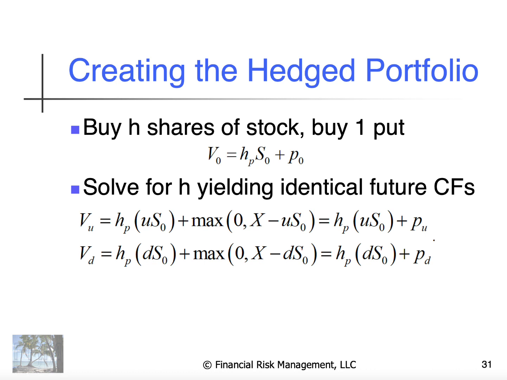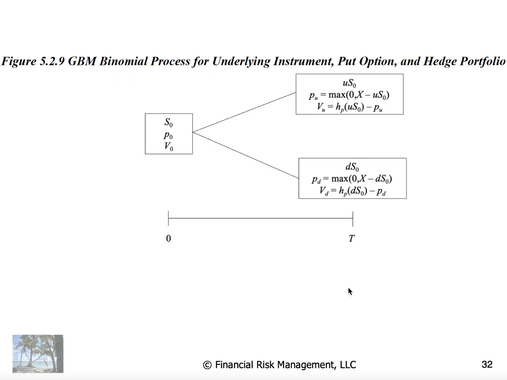We're going to follow the same strategy as with the call option. We're going to buy H shares of stock and buy one put, solving for H yielding identical future cash flows. That is, we want the terminal value if up occurs and the terminal value if down occurs to equal each other. If we set these two values equal, then this particular portfolio will be riskless, and therefore we can discount it at the risk-free rate.